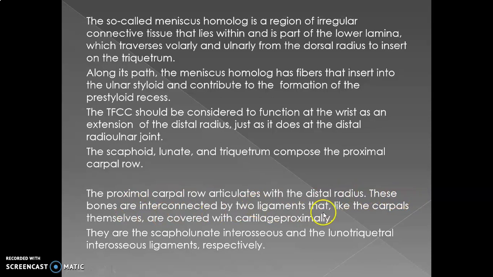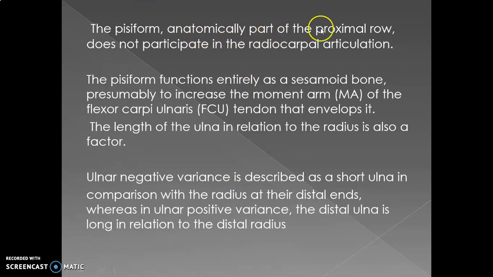These bones are interconnected by two ligaments that, like the carpals themselves, are covered with cartilage proximally. They are the scapholunate interosseous and the lunotriquetral interosseous ligaments. The scapholunate means the ligament between the scaphoid and lunate, that is interosseous, and the lunotriquetral is between the lunate and the triquetrum. So scaphoid to lunate to triquetrum. The pisiform anatomically is part of the proximal row, but does not participate in the radiocarpal articulation.